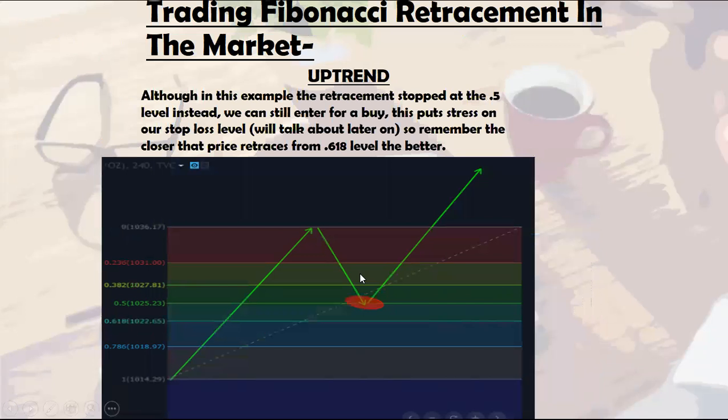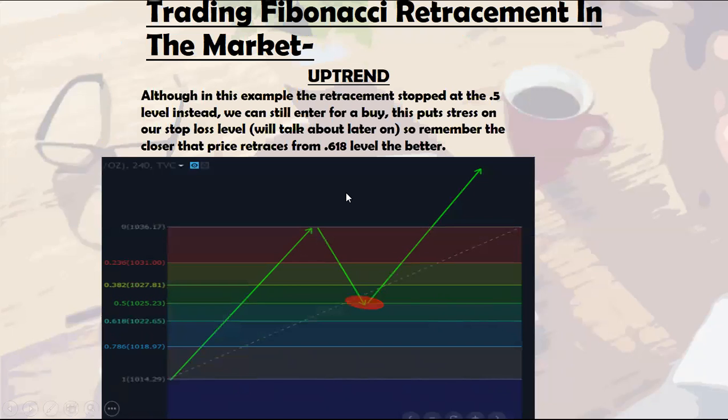And here's an uptrend. We have our swing high. The same thing applies: if the retracement stopped at the 0.50 level instead, we can still enter for a buy. But you have to keep in mind that this puts stress on our stop loss. As I mentioned earlier, I was supposed to talk about it later on, but I just mentioned it. So remember, the closer the price retraces to the 0.618 level, the better.